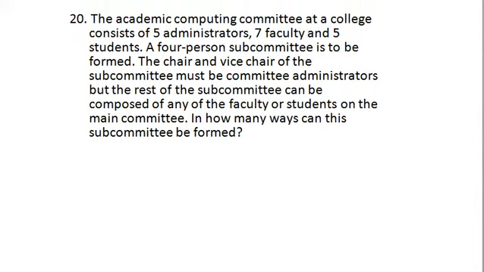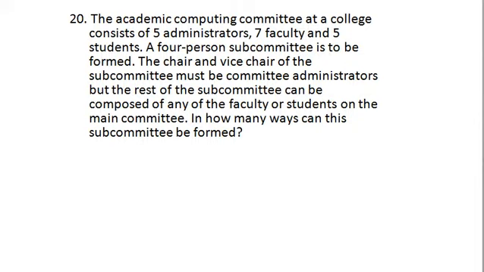The academic computing committee at a college consists of 5 administrators, 7 faculty, and 5 students. A 4-person subcommittee is to be formed. The chair and the vice chair of the subcommittee must be committee administrators, but the rest of the subcommittee can be composed of any of the faculty or students on the main committee. In how many ways can this subcommittee be formed?